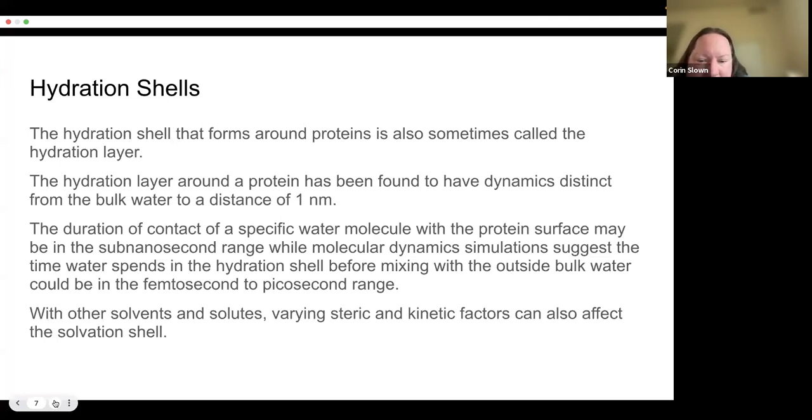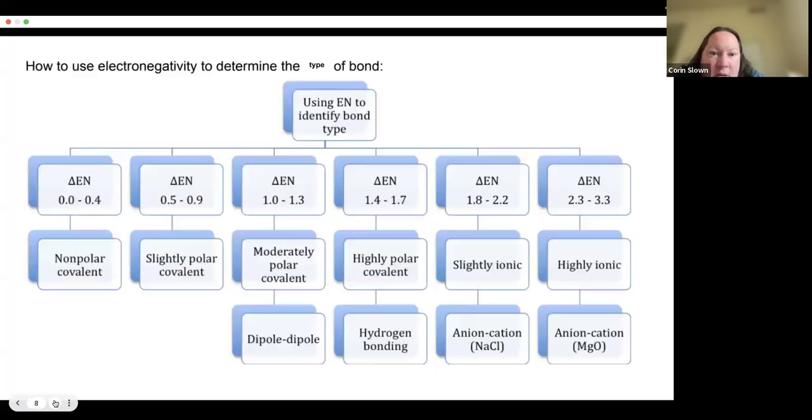Now, it's really important to note here that with other solvents or solutes, you can have varying steric and kinetic factors that can also affect the solvation shell. This is an aqueous chemistry class, so our focus is thinking about water, but there are definitely other solvents that have varying properties that might change that duration and the properties of the solvation shells themselves.